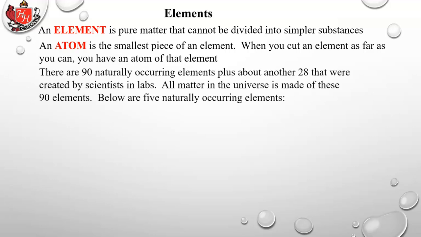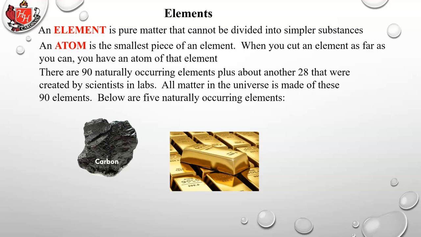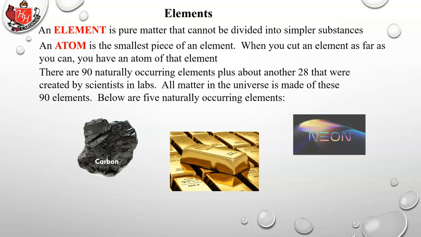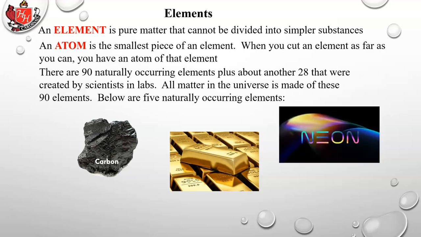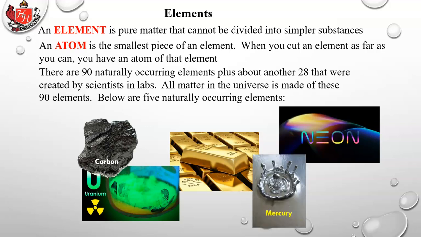There are 90 naturally occurring elements plus another roughly 28 that are created by scientists in labs. All matter in the universe is made of these 90 elements. Below are 5 examples of naturally occurring elements. Carbon, which can take many forms including diamond. Gold, which has been known of for thousands of years, but the idea that it's an element was not known. Neon, which is a gas, a noble gas. Uranium, which is the largest element, and mercury.